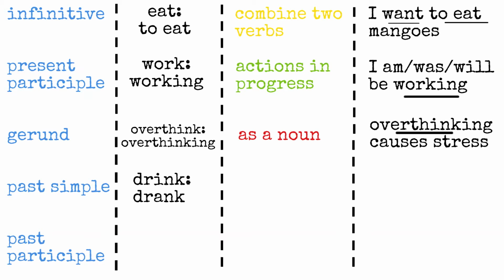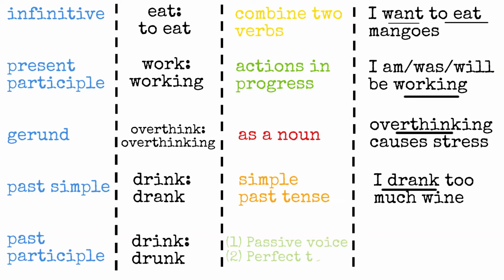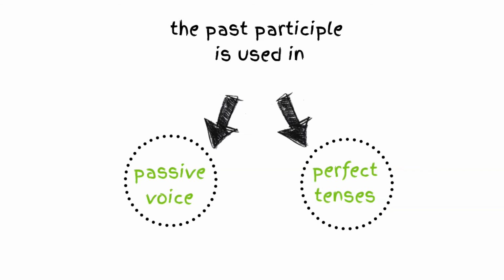And we already know the past simple form. We use it for the simple past tense. For example, I drank too much wine. And now let's look at the past participle, which we use for the passive voice and the perfect tenses.